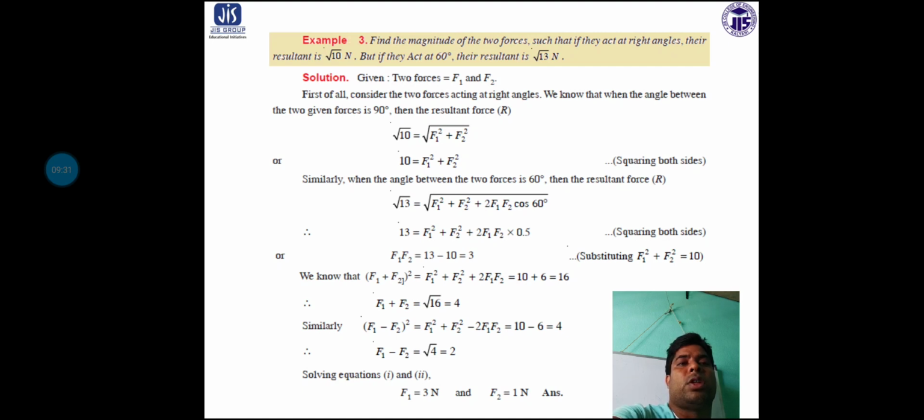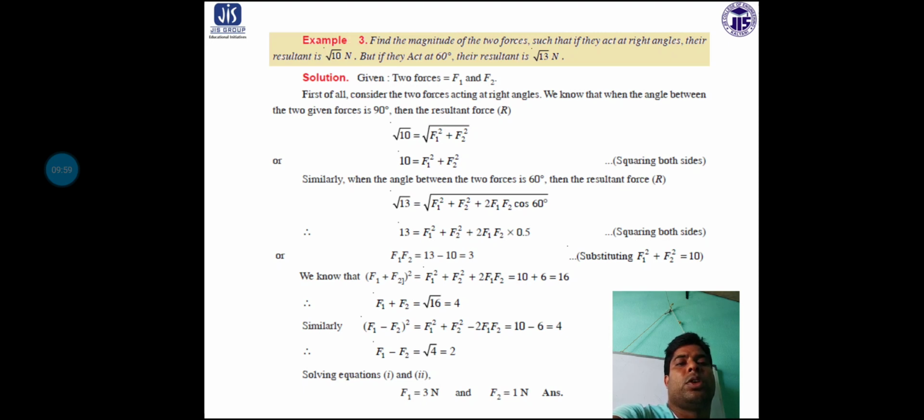Similarly, the angle between the two forces is 60 degrees when the resultant force is R. That means root 13 is equal to root of F1 square plus F2 square plus 2 F1 F2 cos theta. Squaring both sides, 13 is equal to F1 square plus F2 square plus 2 F1 F2 times 0.5. So F1 F2 is equal to 3.